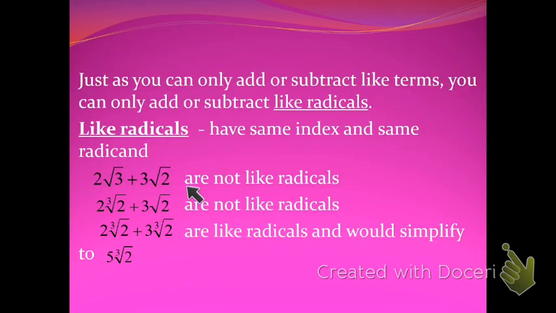All right. You can add like radicals, just like you can add like terms. So look up here. 2 square root 3 plus 3 square root 2, they're not like radicals. But look at this one. 2 cube root 2 plus 3 cube root 2. See how they're like radicals? So look up here. What's 2 of them plus 3 of them? 5 of them. But they have to be like.